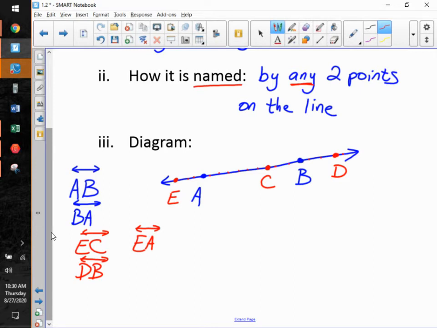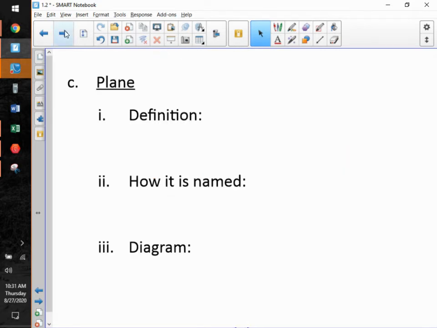All right, so that's how you draw a line, and that's how you name a line. It's one of the most versatile things in geometry. We can do a lot of things with it, and we can name it a lot of different ways. Okay, and the third undefined term of geometry is the toughest one usually for people to get the hang of, and that is a plane.